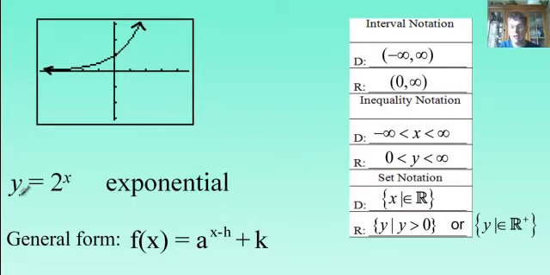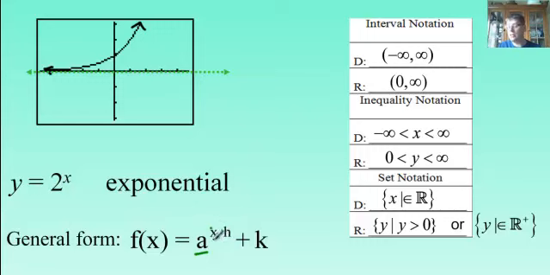Exponential. Okay, so the parent function is y equals 2^x, and we have an asymptote. And the asymptote on here runs horizontally. Okay, and the general form on this guy is a as the base here. Now a can be different numbers, as we can see here. So in this case it's 2 for the parent function.